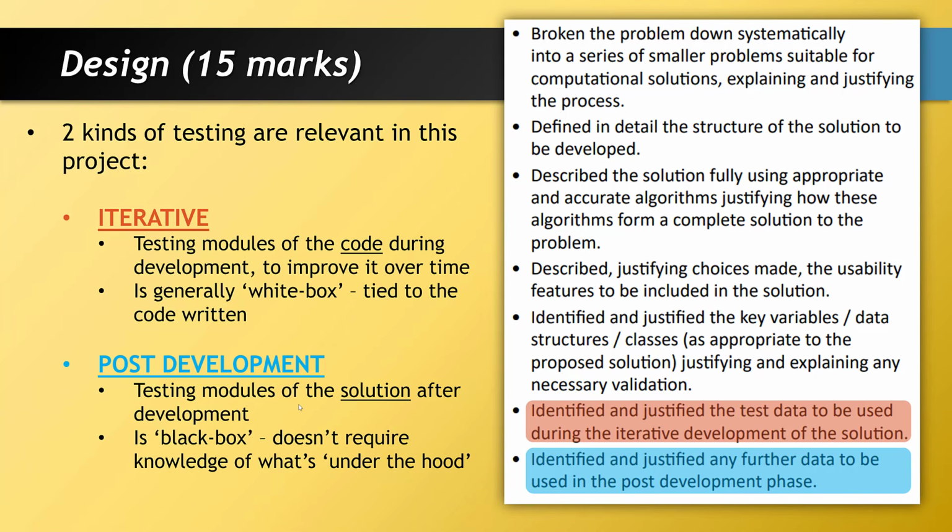The point being, post-development doesn't really care about the underlying code. We are assuming the underlying code is pretty good at this point. You're testing, does it work together? Is it useful to the user? We're not looking at what is under the hood, the actual code running. We're looking at what it's doing. So, two distinctions between the two types of testing. You've got to, in design, plan out these two.